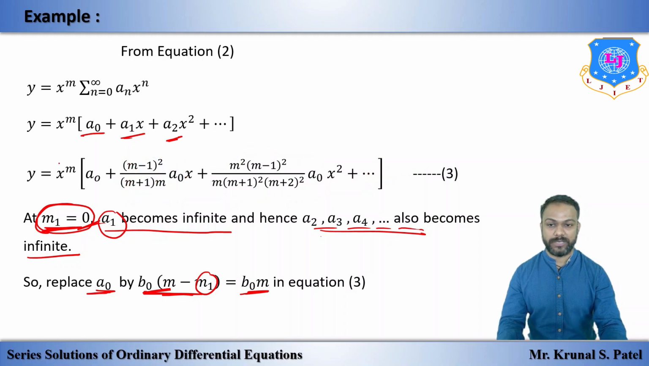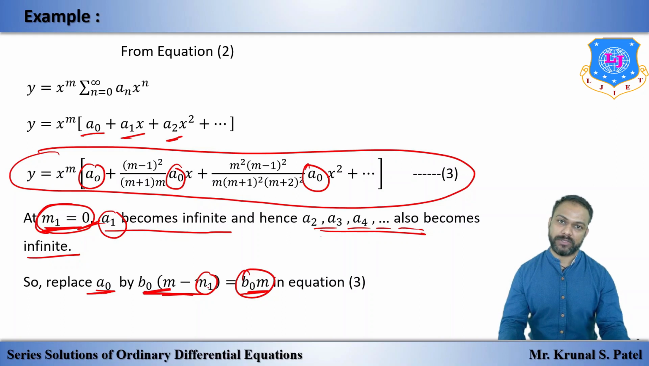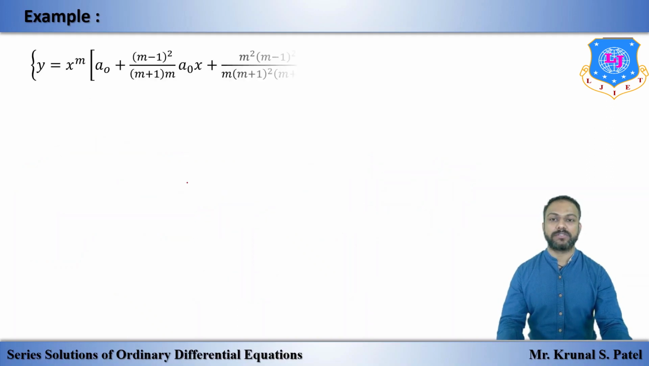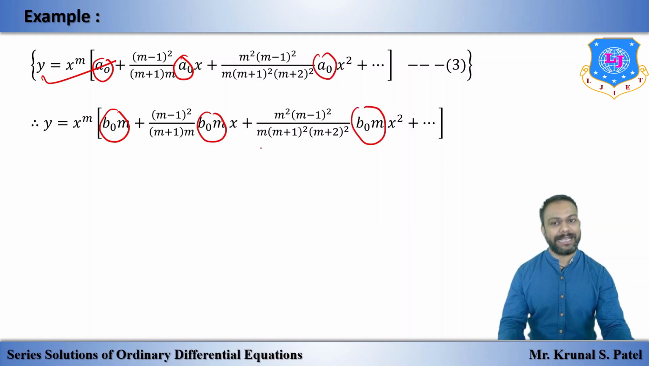in equation number 3. That means in this trial solution, after getting this equation, here we will replace this a0 with b0 m, that is b0 into m minus m1. m1 is our 0. Okay, so we will replace here in this place. So this entire equation number 3 we will replace here. So this is b0 m, a0 becomes b0 m, and all the rest of the terms are as they are. Now we can take b0 common, we can cancel out this m. Because of that m, this was infinite. So now it is no more an infinite term.